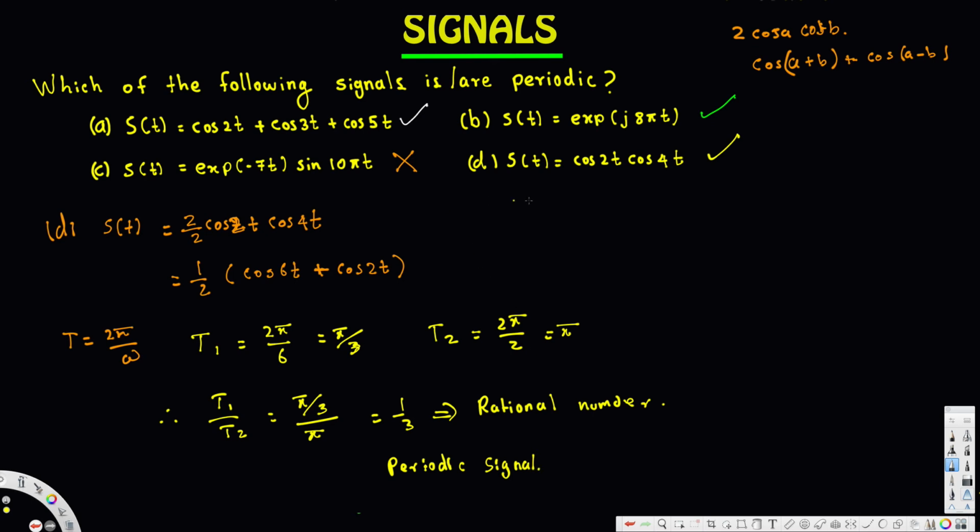So from this we can say A, B, and D are periodic. And that's going to be the final answer for this question.